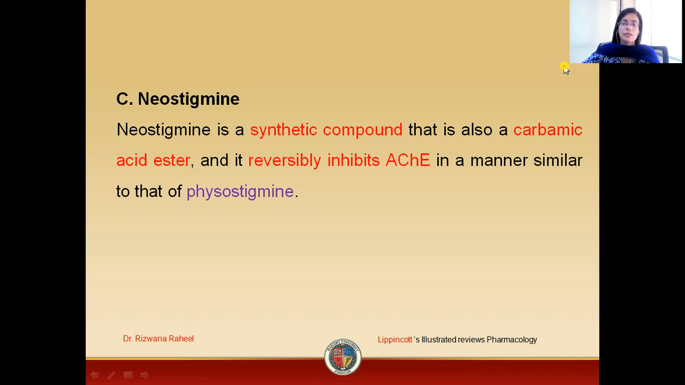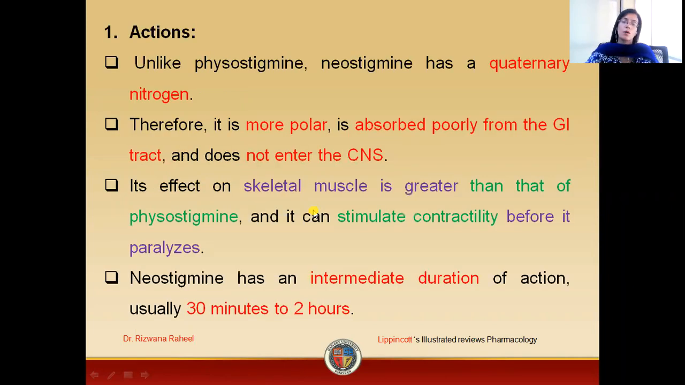As we already know, acetylcholine esterase is abbreviated as AChE. So, it acts in a similar way to physostigmine, which we discussed in our previous lecture. Now, what are the actions of neostigmine?